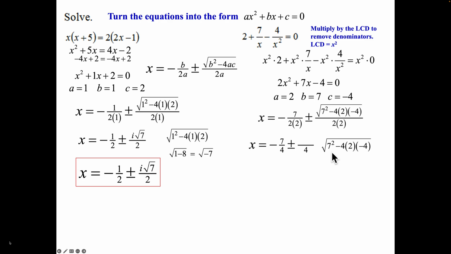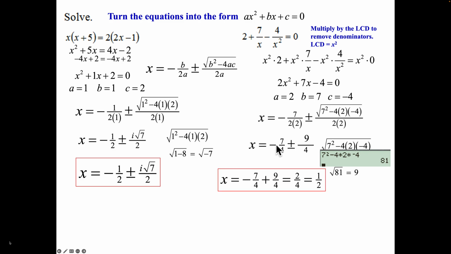Go to our calculator, find 7 squared minus 4 times 2 times negative 4 is 81. Square root of 81 is 9. The square root symbol disappeared, so we're going to put a 9 here. Now remember what we said in completing the square, that if the square root disappears, you have to write 2 equations. So our first one will be x equals negative 7 fourths plus the 9 fourths, which we now can add together because my denominators are the same.